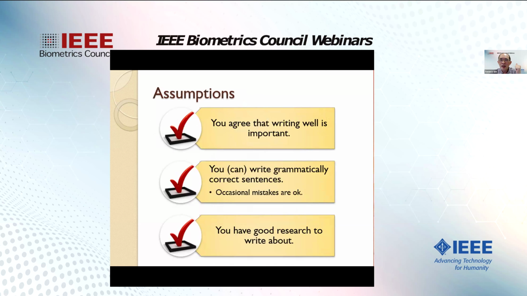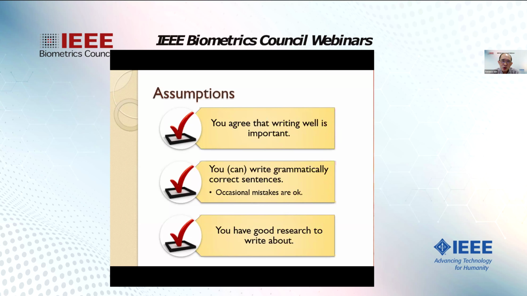But let me begin with these assumptions. You and I must agree on these assumptions, otherwise the rest of this talk is not for you. You must agree that writing well is important. And I am going to assume that you can also write grammatically correct sentences, that grammar shouldn't be your biggest problem. If it is, then please fix your grammar. I'm not teaching English here. Occasional mistakes are okay. I think most reviewers are forgiving and can overlook occasional grammar mistakes. But if it's persistent grammatical mistakes, it becomes very difficult to read and therefore very difficult to understand.